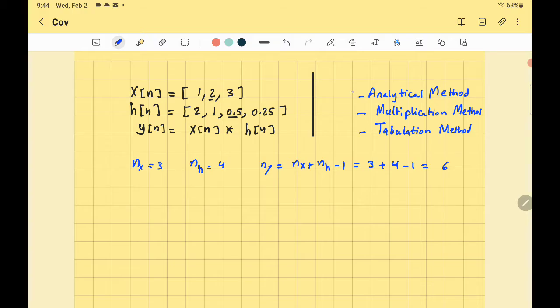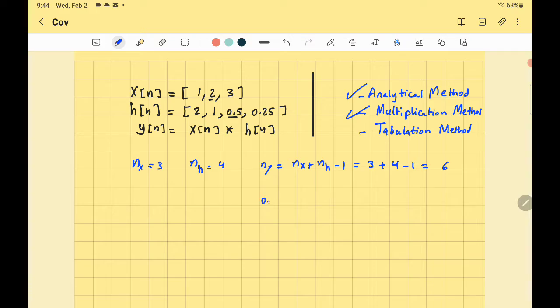Last lecture we explained how to use the analytical method to find the response y of n. This lecture we're going to explain the multiplication method. How do you do the multiplication method? It's really very simple. First of all, you look for the one that has more elements. Obviously h has 4 elements, more than the number of elements of x of n. So you put it on the top and start to write down h of n.